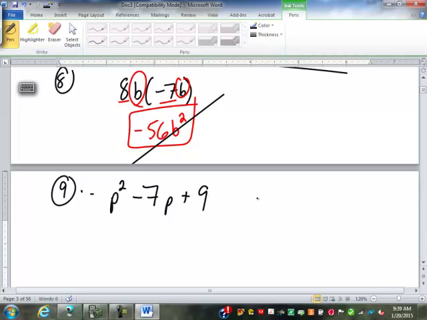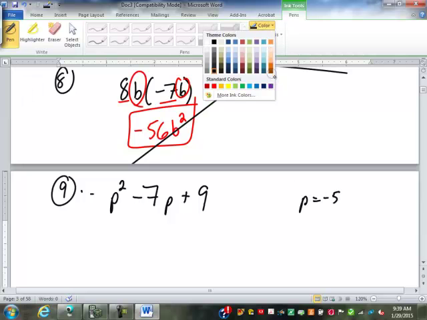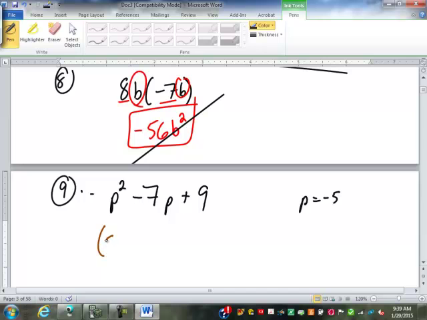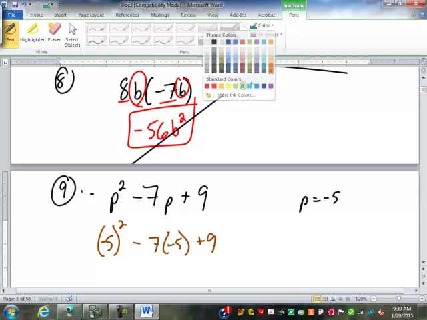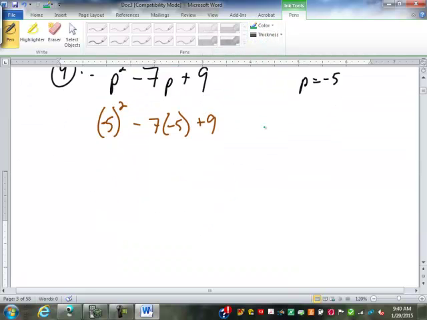Evaluate p squared minus 7p plus 9 for p equals negative 5. So what that means is we're going to replace p in here with a negative 5. So p squared becomes negative 5 squared. Minus 7 times p becomes minus 7 times negative 5 plus 9. Negative 5 squared is positive 25. If you messed up on your calculator and didn't put parentheses around it, it would give you a negative 25, which would throw your answer off. If you got 19 for your answer, that's most likely what you did wrong.